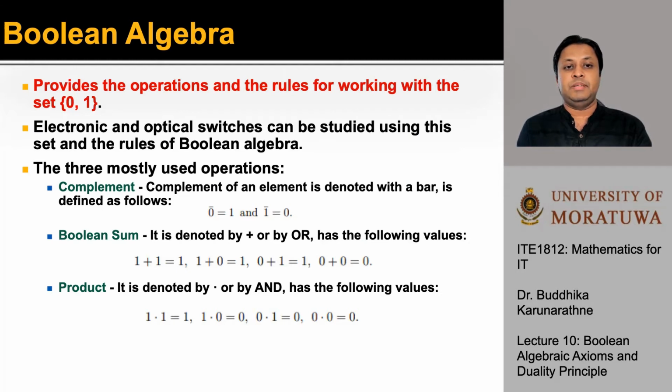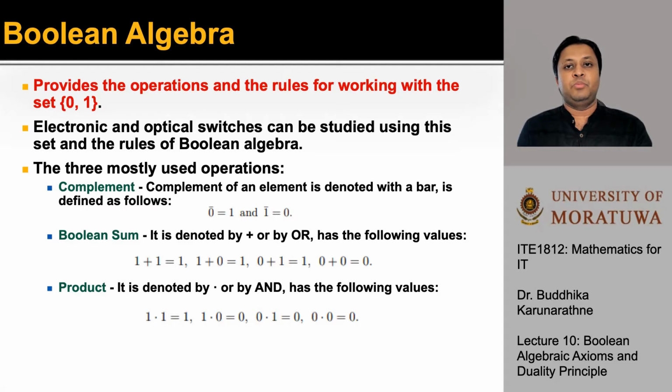First one is complement. This is denoted with a bar, and it applies as: complement of zero is one, and complement of one is zero. So this is like taking the inverse.